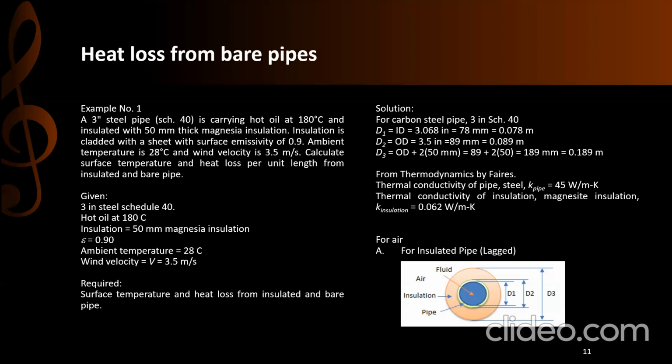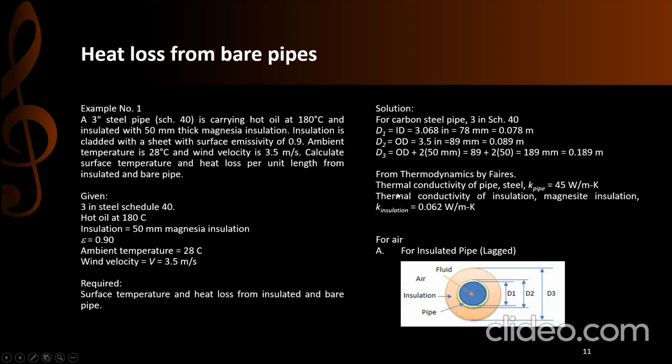Dalawa. So, solution for carbon steel pipe, schedule 40, ang ID is 3.068. Yun yung D1 mo. Sa diameter, ito yung pipe na yellow. So, 3.068 inch or 78 mm or 0.078 meters. Dito, outside diameter ng pipe is 3.5 inch is 89 mm or 0.089 meters. D3 is equal to OD plus 2 times 50, which is 89 plus 2 times 50 is 189 mm is 0.189 meters. Yun na ito yung sa insulation D3.